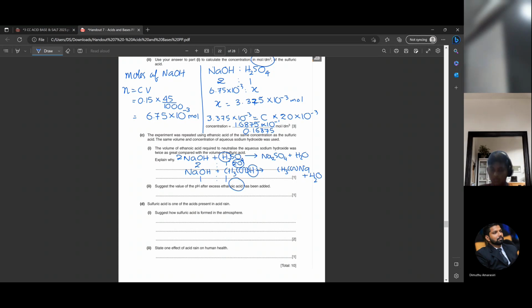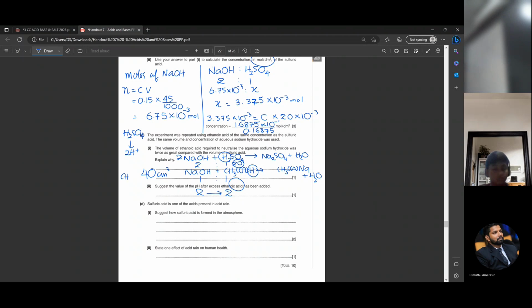You can think like this. 2 sodium hydroxide needs 1 sulfuric. Then 2 sodium hydroxide needs how many ethanoic? 1 to 1 means 2 ethanoic needed. You need twice as much ethanoic as sulfuric. Therefore, you need 40 cm cube.